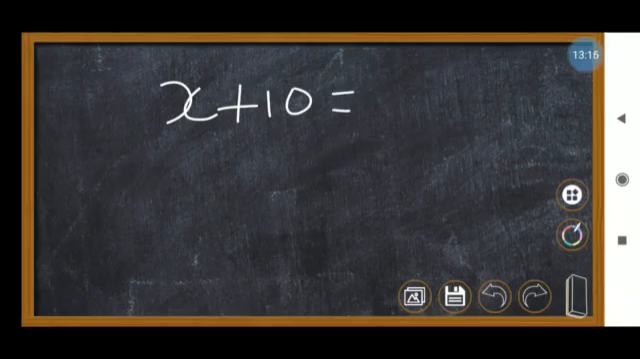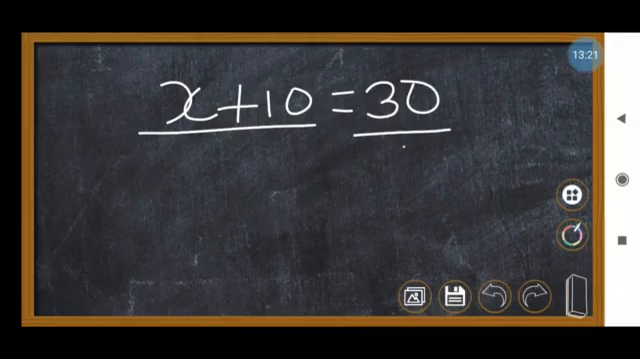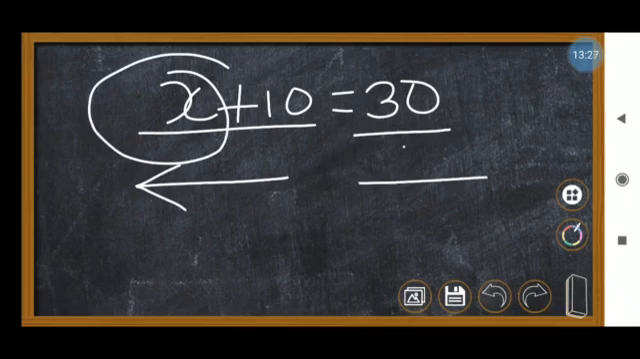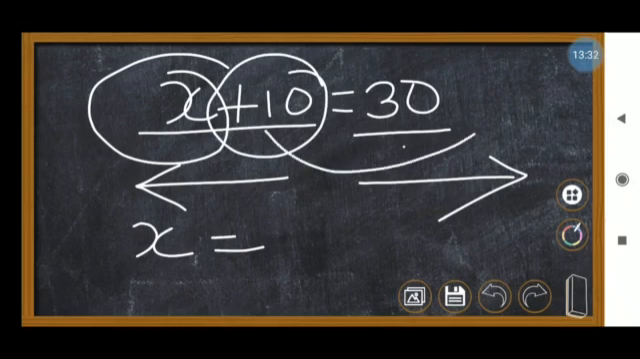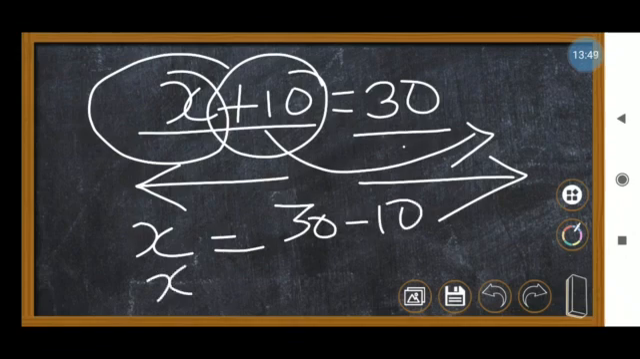Okay, so how do we solve this equation? For example, x plus 10 equals 30. The left hand side is one expression and the right hand side is an expression, and they are equal. So how do we find the variable? Keep the variable on one side and the numbers on the other side. If you transfer any number to the other side, look at the symbol currently present: it is plus, so when it is transferred to the other side, minus will come. So 30 minus 10, so x equals 20.